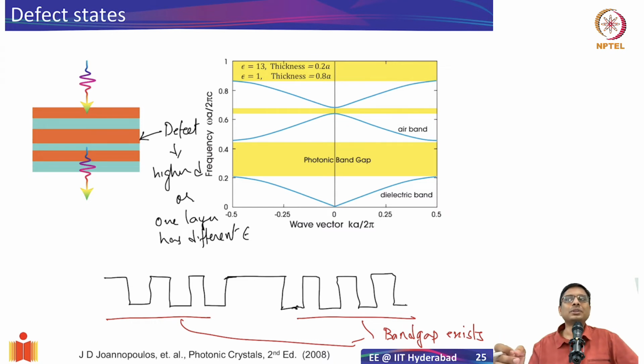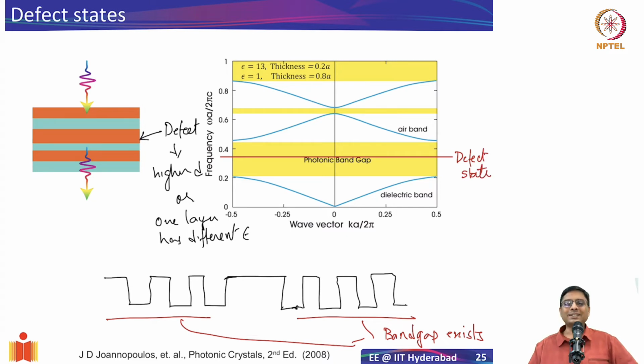We actually draw parallels from the electronic transport theory, wherein if you have a defect in a lattice, we say that it creates a state in the band gap. Similarly, if you have one location with a defect, simply thicker or having a different epsilon from the rest of the layers, that defect can occur within the band gap. Okay, so this is the defect state.